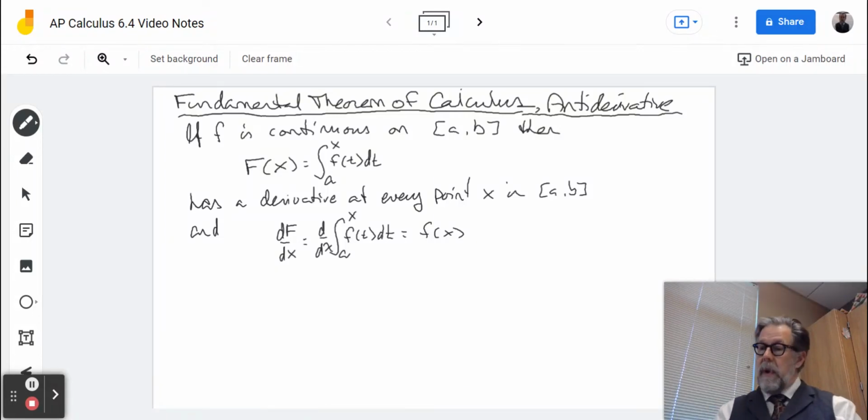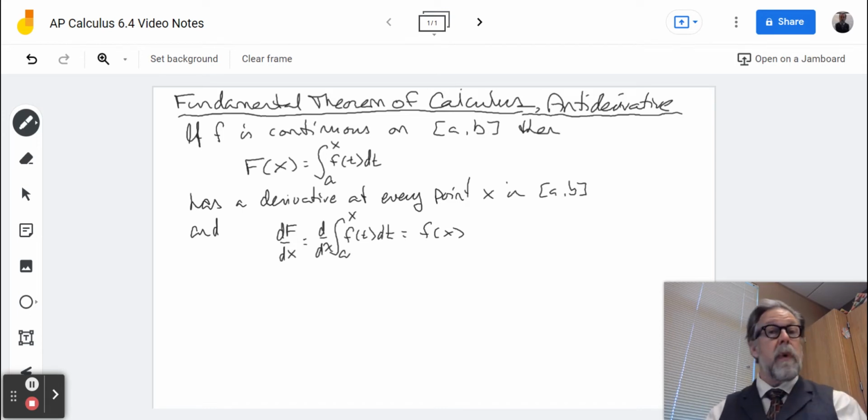All right, welcome back. Chapter 6.4 is titled The Fundamental Theorem of Calculus. And basically what we're going to do is talk about some stuff that we've developed over the first three sections, and talk about their impact on how we solve problems.